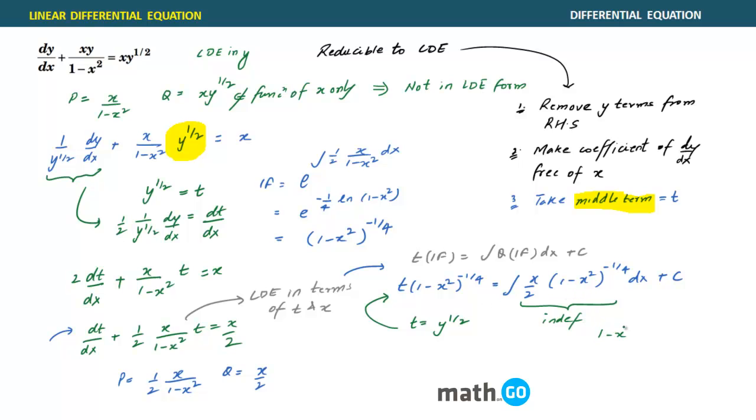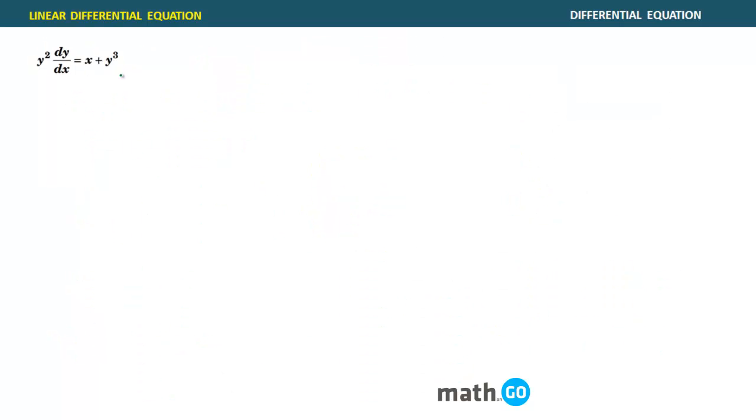You can solve it. All right, let me just leave it. So you can solve this by assuming this raised to power t raised to power 4. Right? I have given you the hint how to solve this ahead. But understand the concept of reducible to LD. So the steps that you people have to remember is that remove y terms from RHS, make coefficient of dy by dx free of x, and then take middle term to be equal to t.